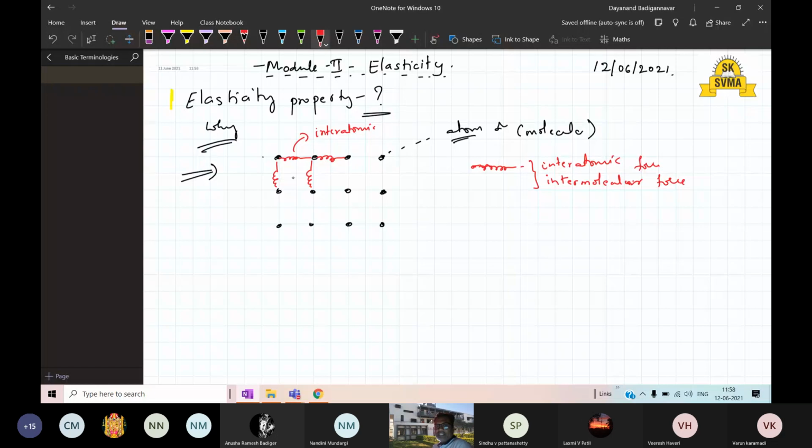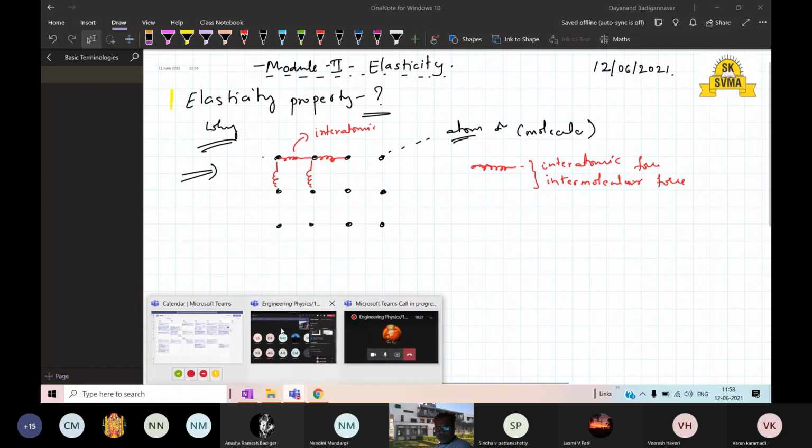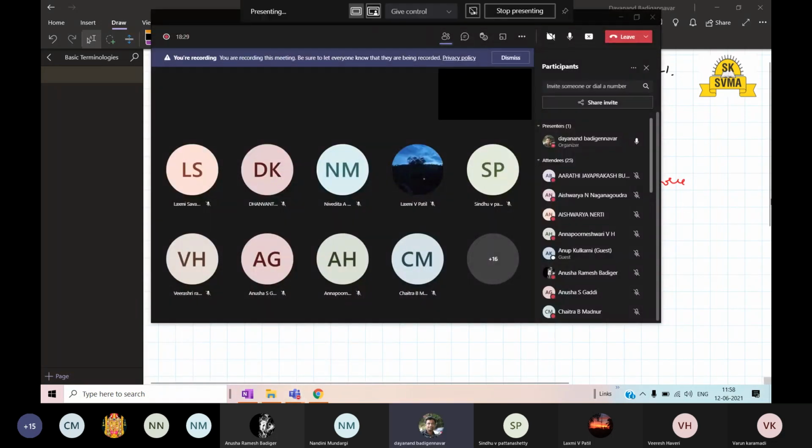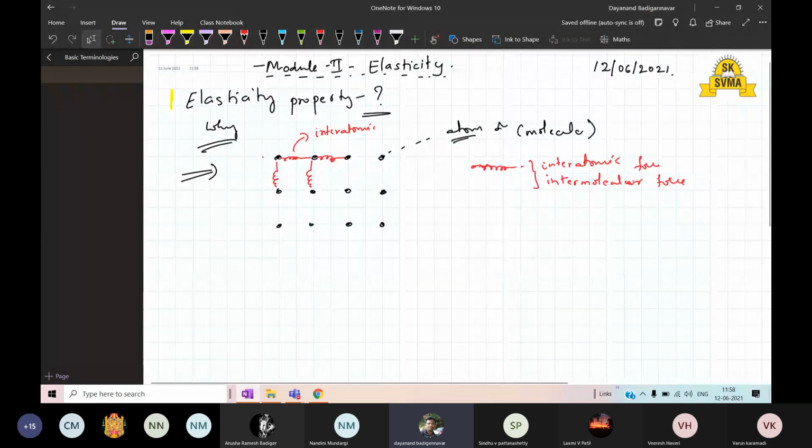Therefore, there is a force existing between the two atoms. These two atoms are interacting through this intermolecular force. If instead of atoms we have molecules, that means an intermolecular force exists between the two molecules like this. These are the molecules. I can take it as A, B, C, and D. So it may be molecules or atoms.